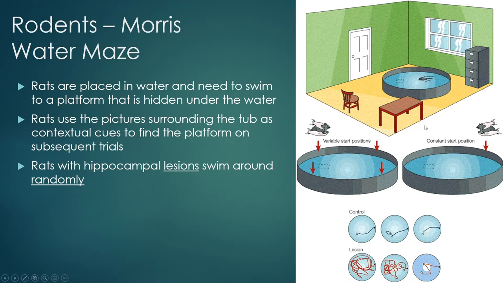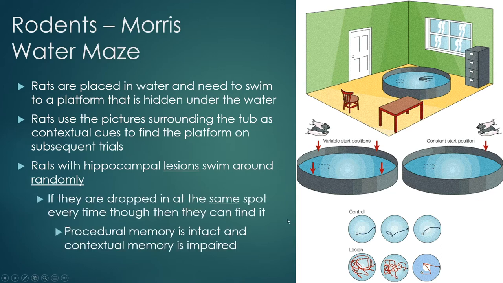And what we just showed on the cellular side is that the hippocampus is really important for building that map. Those place cells are trying to align themselves to where they are in this specific environment, using these contextual cues, these pictures around the tub, to form that map. What we see though is that if we drop the rats with the hippocampal lesion in at the same spot every single time, they're not swimming randomly anymore, they're swimming straight to the platform. And this is something you want to separate out: this is procedural memory. They've learned the direction of swim. They've learned how to use their muscles to get to the exact same spot every time. This is muscle memory, procedural memory, which doesn't rely on the hippocampus.